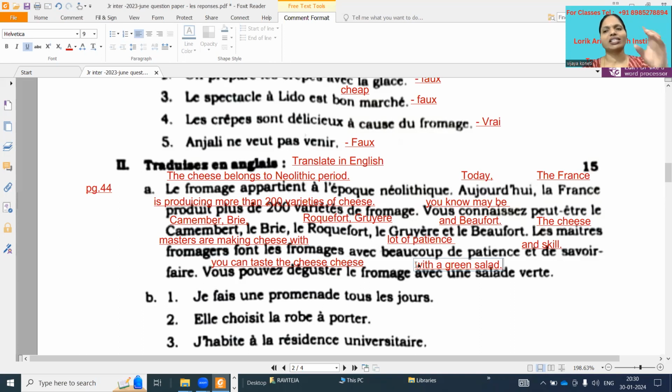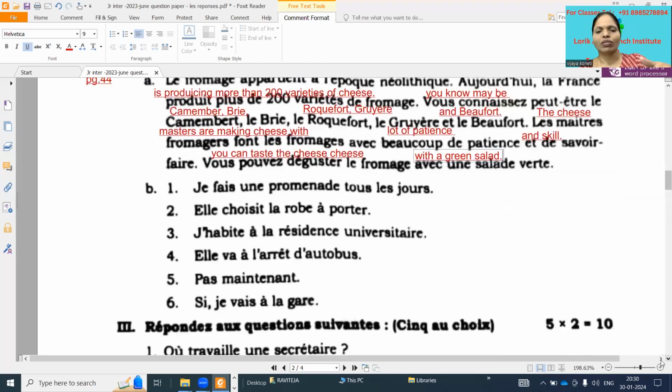Next one, single sentences. Translation is how many marks? 15 marks. The paragraph is 10 marks and the sentences are 5 marks. Only this part you have to write in English. No other part should be written in English. Everything else you have to write in French only.